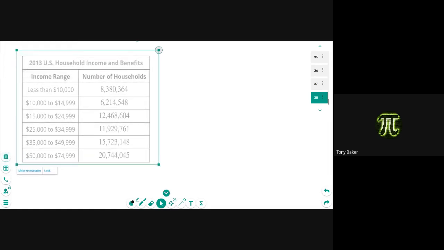Time series or cross-sectional? Why? All in 2013. It's all in 2013. And just because it's numbers doesn't mean it's time. Those are categories. Those are no different than saying states. These are just categories. So this is cross-sectional, yes.